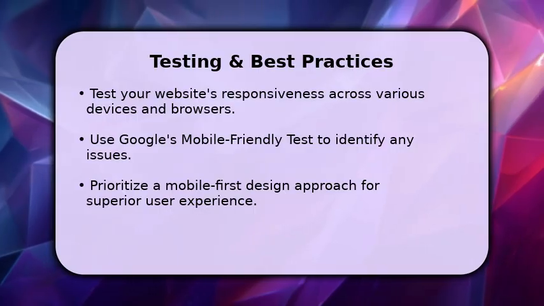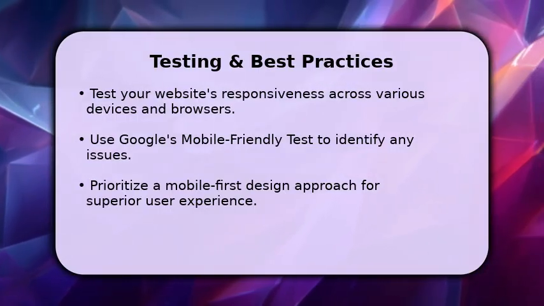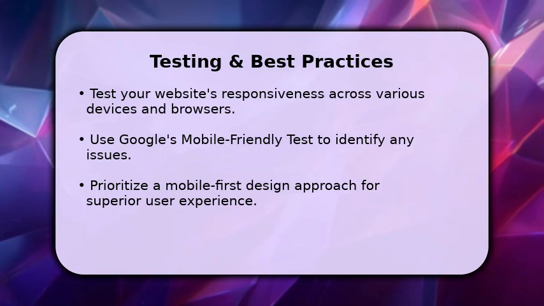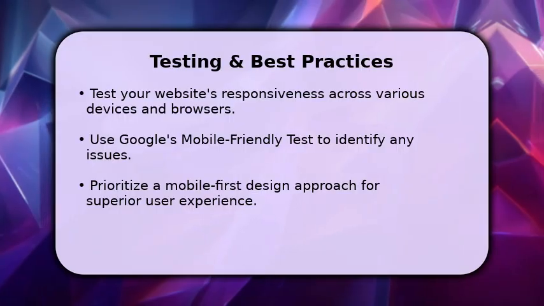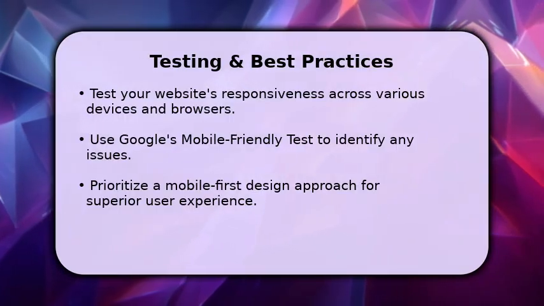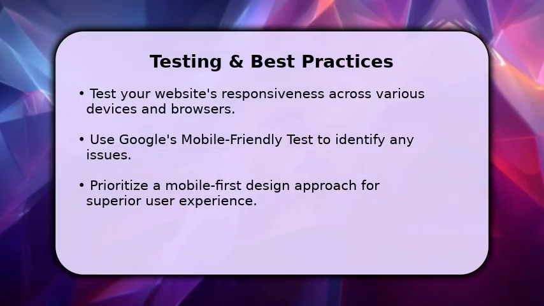Finally, rigorous testing is non-negotiable. Always test your WordPress site across a wide range of devices and browsers to catch any display inconsistencies. Tools like Google's mobile-friendly test can quickly highlight areas needing improvement.